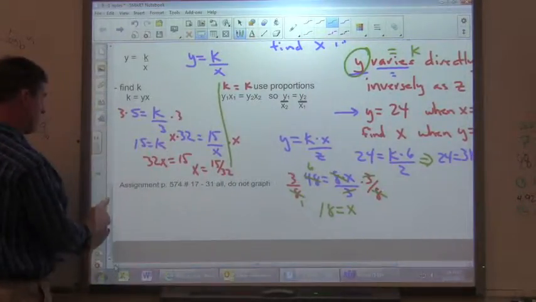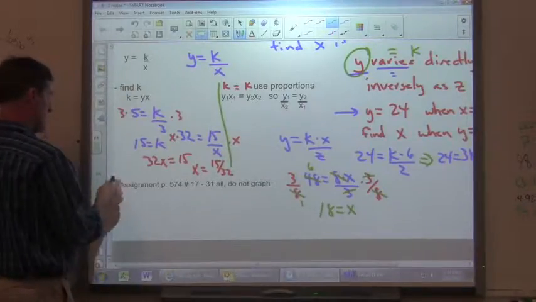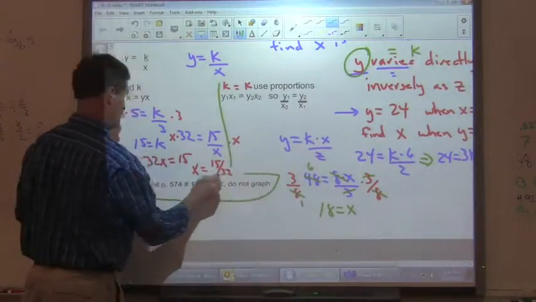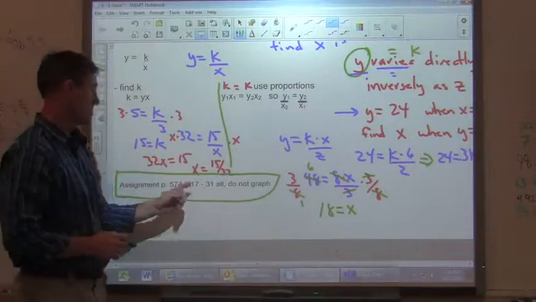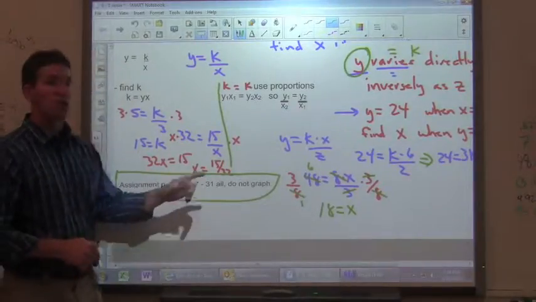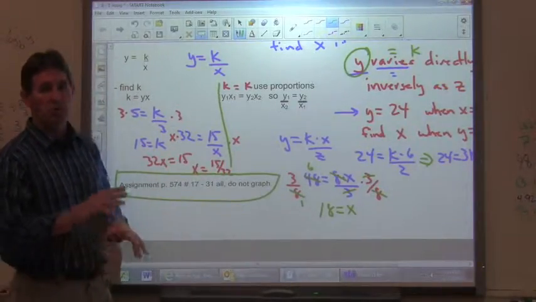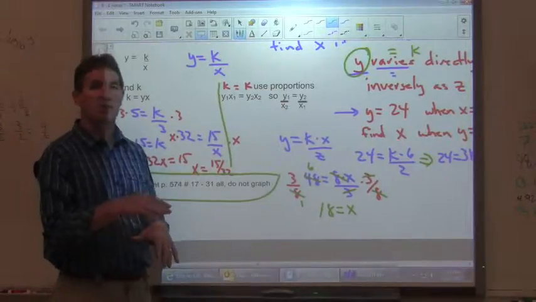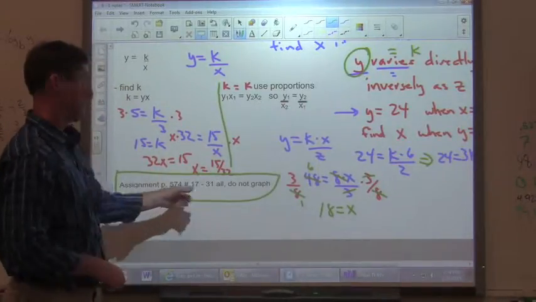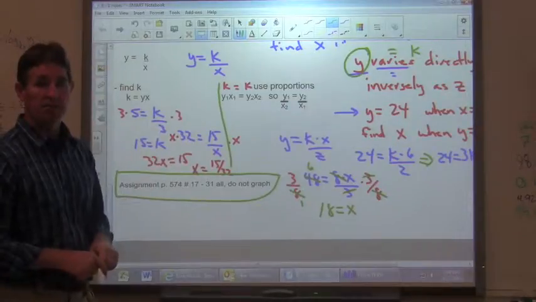So your assignment, page 574, 17 to 31 all. You do not need to graph these. I'm going to assume that we know how to plot points and graphs, so when it says graph, just ignore that and just do the problems the way we've done these. So good luck on that.